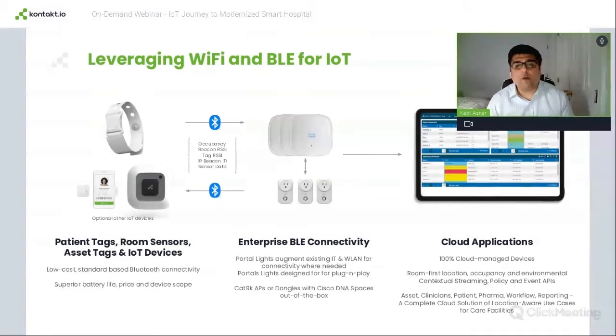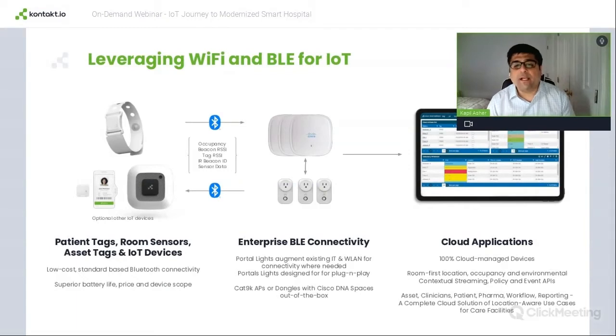So if you have the right combination of wireless access points which are BLE enabled, you do not need any other infrastructure except our tags and room sensors. And these wireless access points carry the BLE data all the way to our cloud applications. But for some reason, if your hospital is not enabled with the latest and greatest Wi-Fi, and you are not on the time horizon of refreshing it anytime soon, we provide our own little gateways.